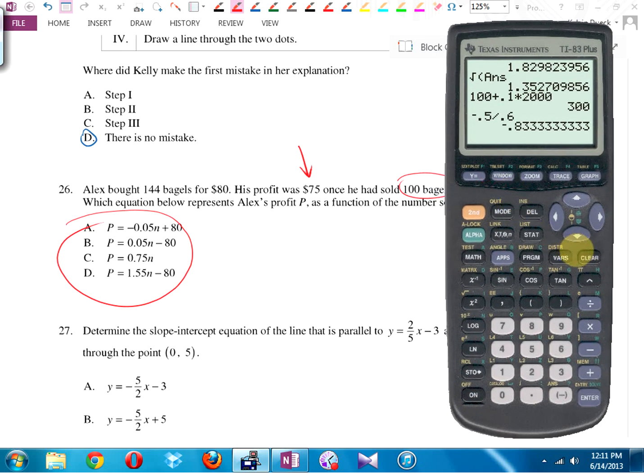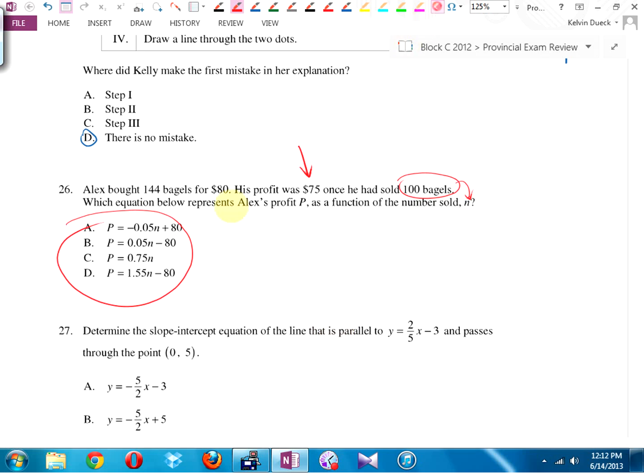The first equation says negative 0.05 times 100 plus 80. Oh, that works? Let's double check the other ones just to make sure. 0.05 times 100 minus 80. Nope. 0.75 times 100. Ooh. 1.55 times 100 minus 80. Uh-oh, I got 3 that work out to 75. Now what? Now I've got to think about this a little bit more.